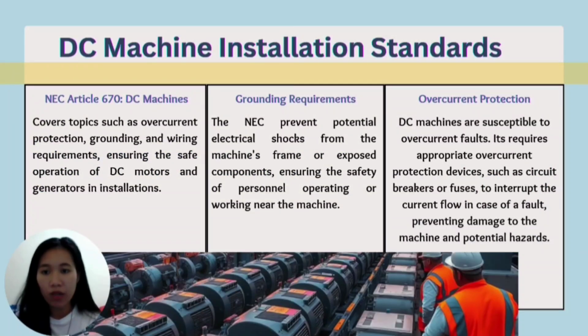In the NEC standard, we have a DC machine installation standard. NEC Article 670, which talks about DC machines, covers topics such as overcurrent protection, grounding, and wiring requirements, ensuring the safe operation of DC motors and generators in installations.